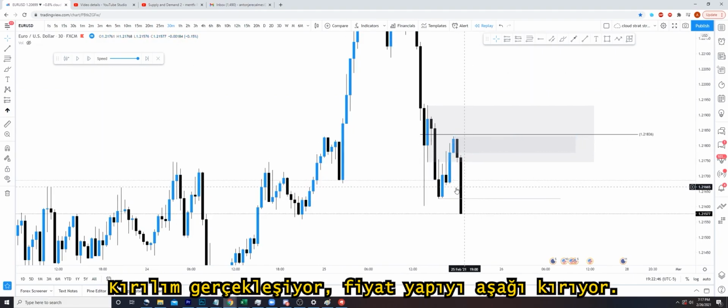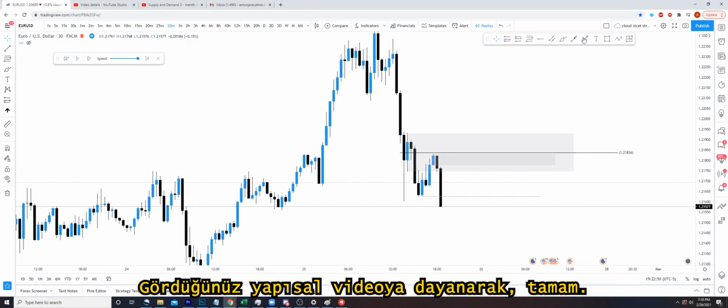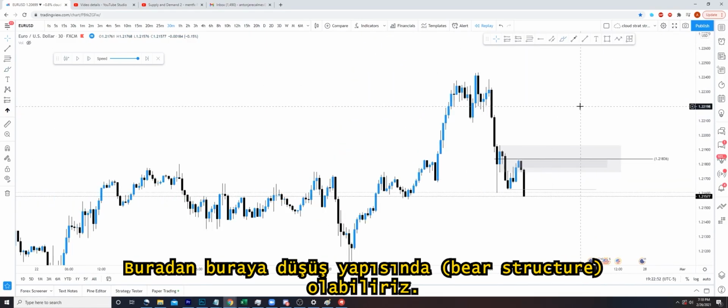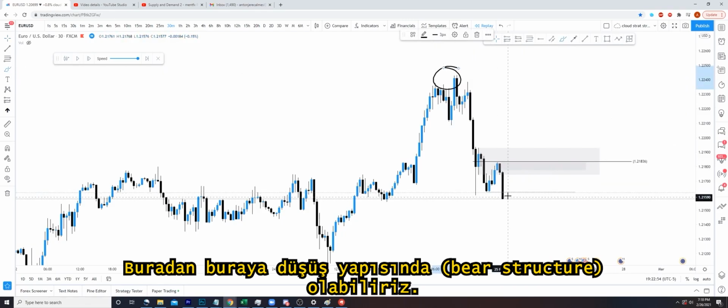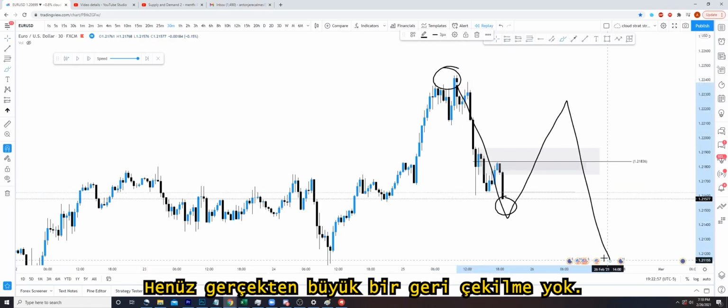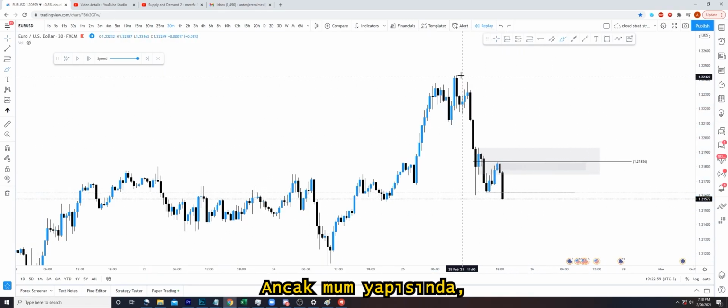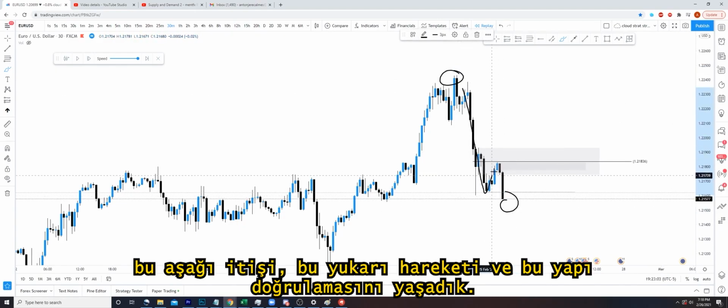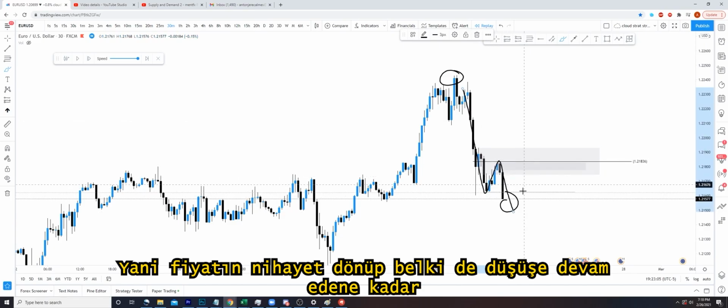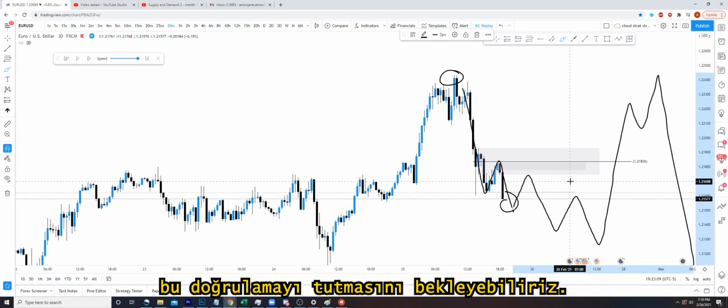Let's wait. We have the breakdown. Price breaks down below structure. So based on the structural video you saw, right, we might be in bearish structure from here to here. There's really no big pullback yet. However, in structure based on candles, we've had this push down, this move up, and this validation structure. So we can expect price to keep holding this validation until it finally turns around and maybe continues lower.